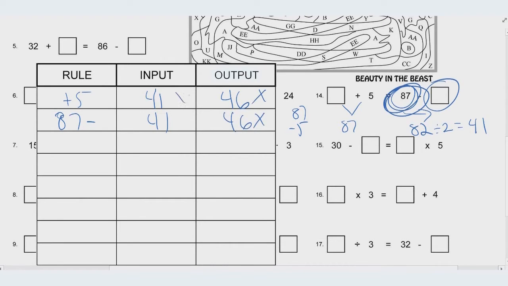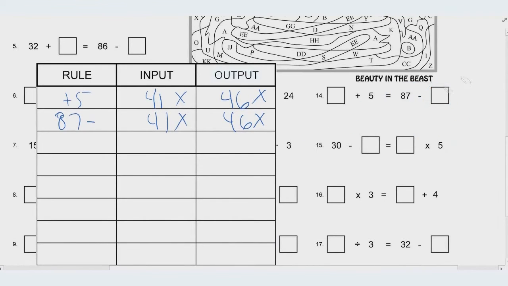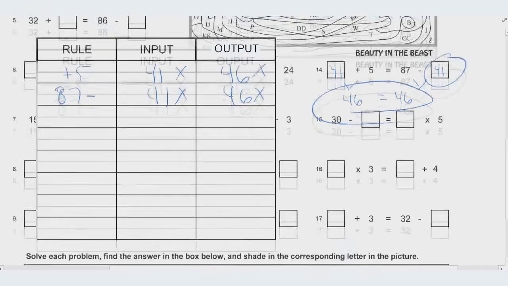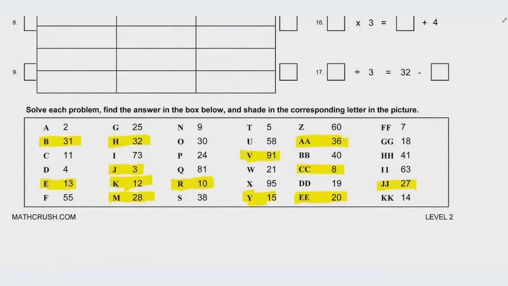Outputs are the same, inputs are the same, and that is the correct answer because the statement is true or both sides are equal. So this must be 41, and this must be 41 because 41 plus 5 is 46, and 87 minus 41 is 46. They are equal or the same. And we're looking for 41 in our chart. 41 is HH. So we will shade in HH.